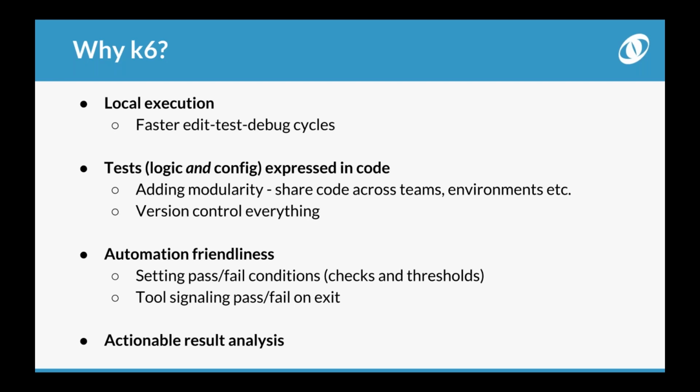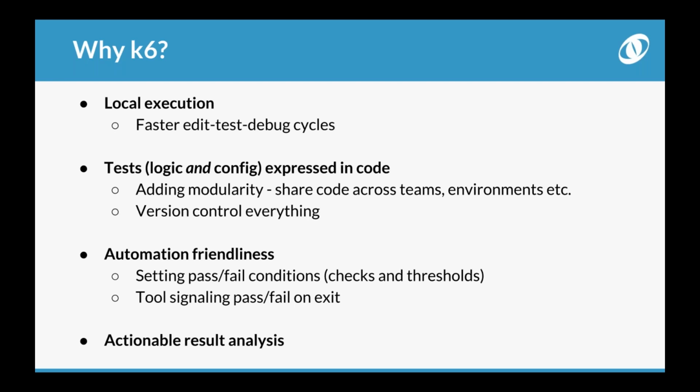The other important thing for a tool is that it needs to be able to signal to the automation tool or the CI tool whether a test has successfully passed or failed. Usually you do that through the exit code of the tool. So that's something that needs to be supported by a tool.